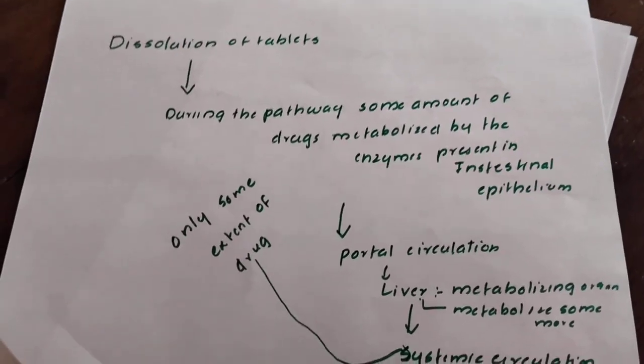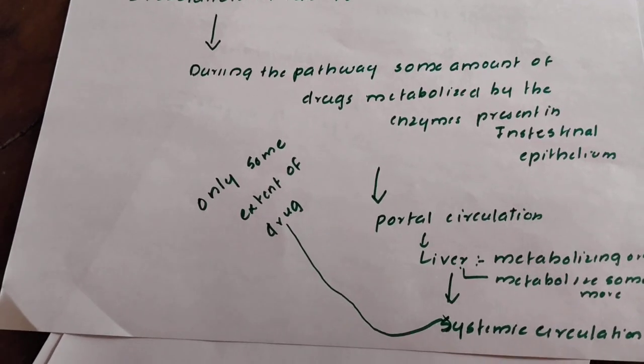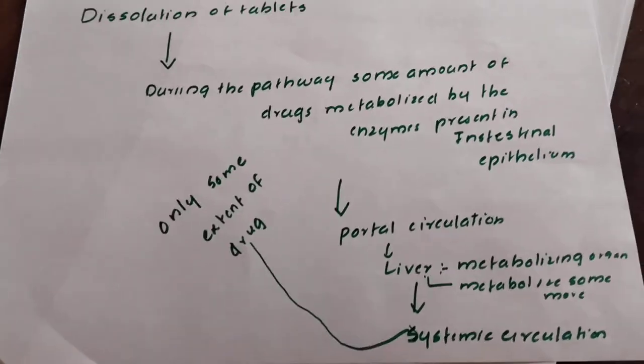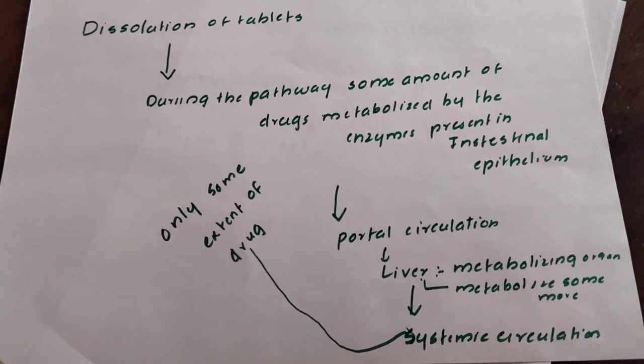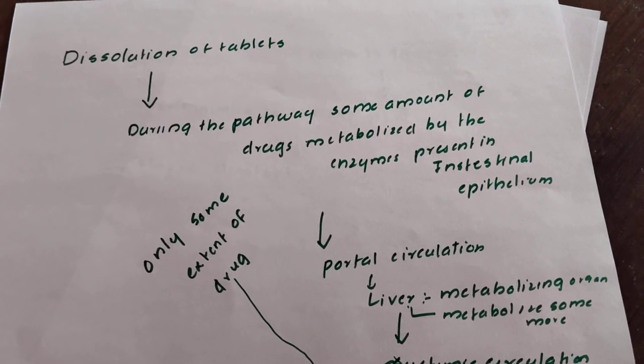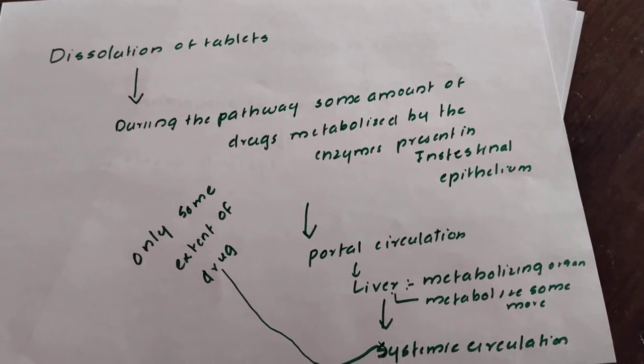That's what change is happening. We imagine that when we consume a tablet, the whole tablet will reach the systemic circulation, but that was wrong. During consumption, first and foremost, our tablet gets dissolved in water into very fine particles, and along the pathway the intestinal enzymes metabolize this drug.